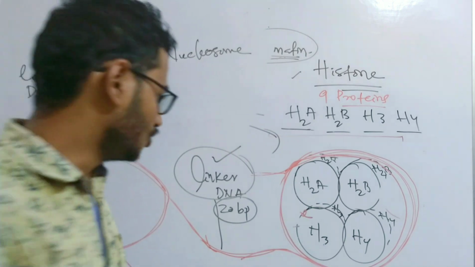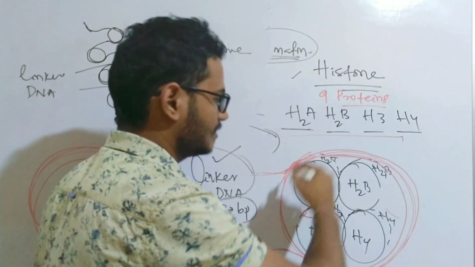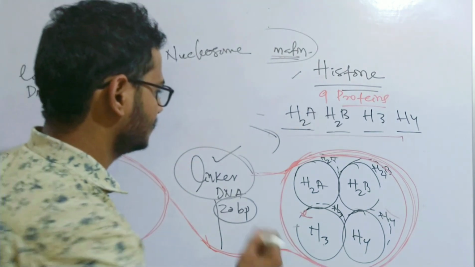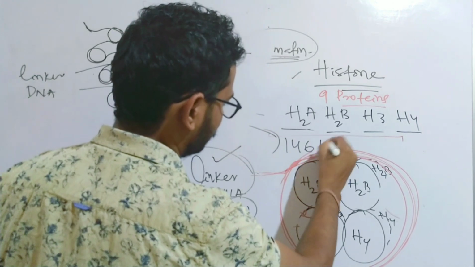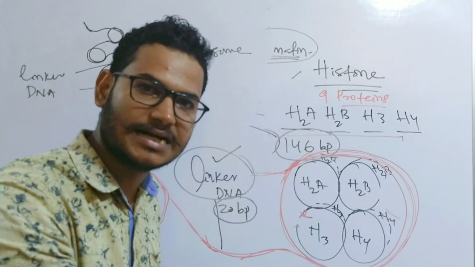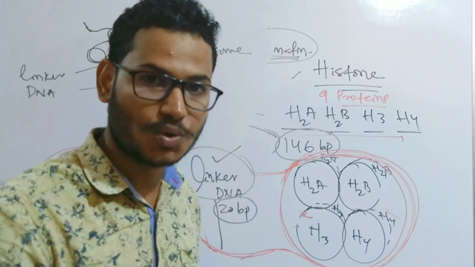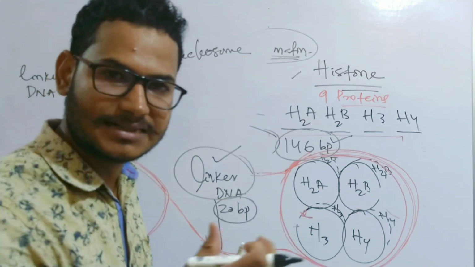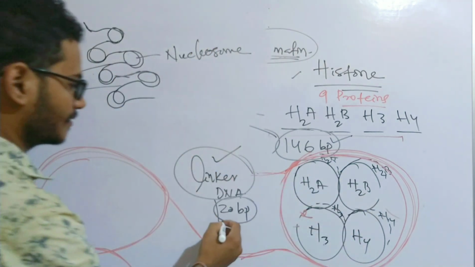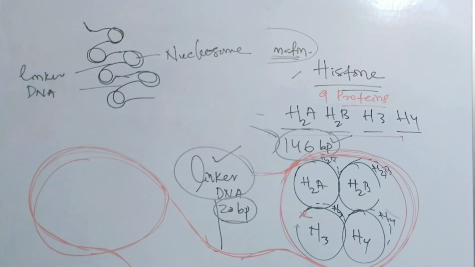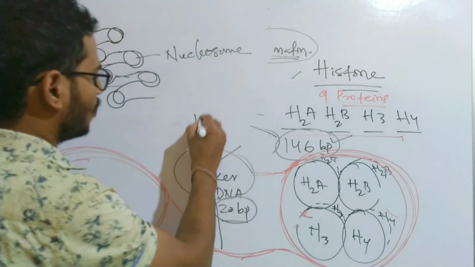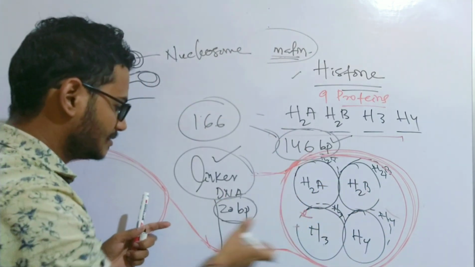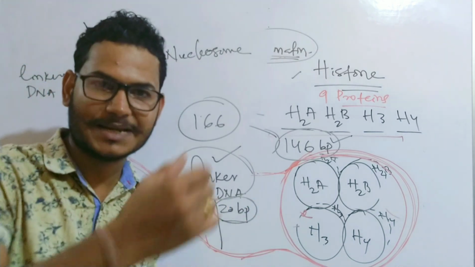It is 20 base pair long, and the part of the DNA which is present surrounding the histone has 146 base pair. So the length of the DNA surrounding the nucleosome, surrounding the histone, is 146 base pair, and the piece of DNA that connects two nucleosomes is the linker DNA, which is only 20 base pair. So a total of 166 base pairs are present in the single nucleosome and the connector. Okay, the connecting piece of DNA.